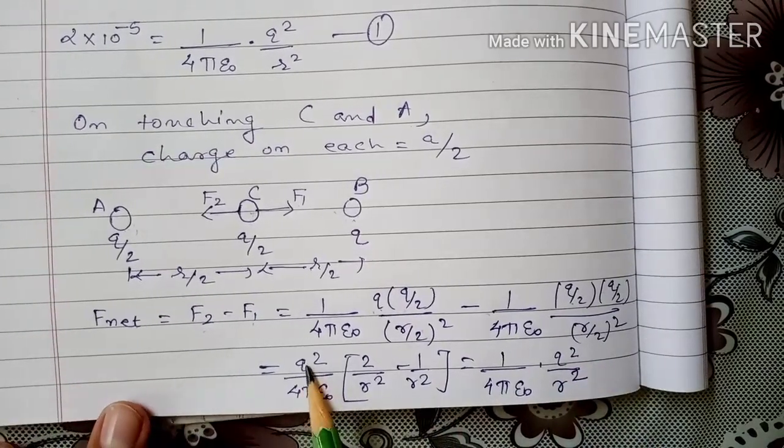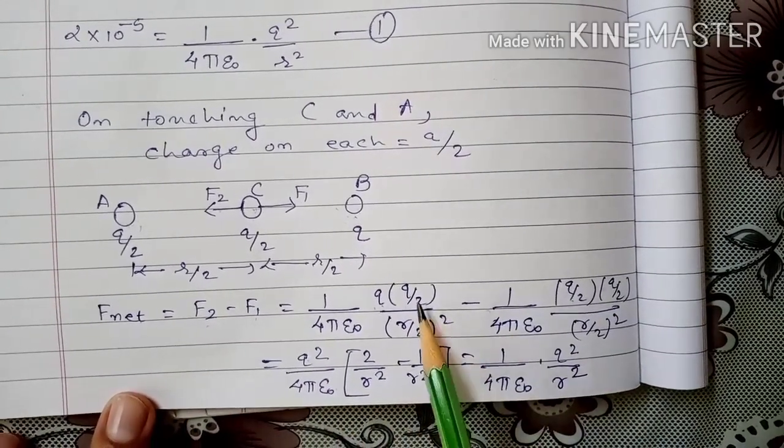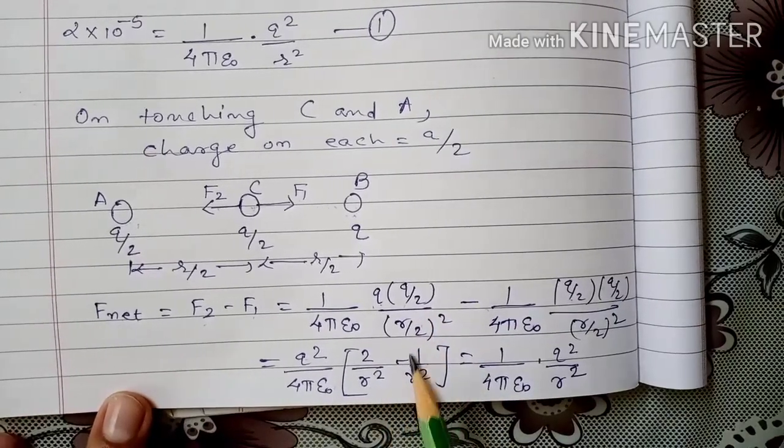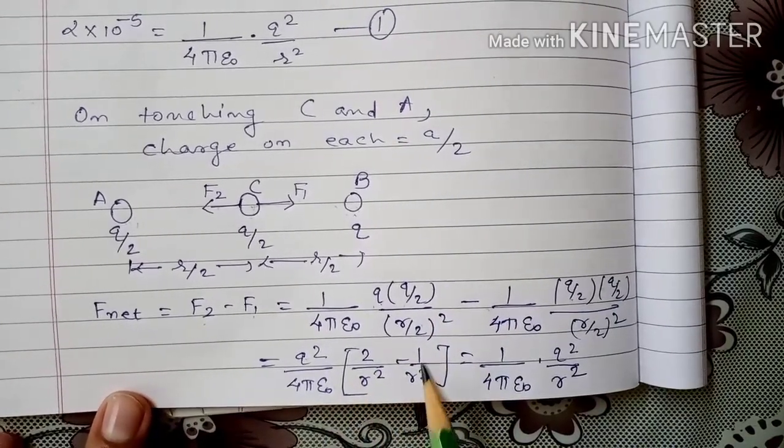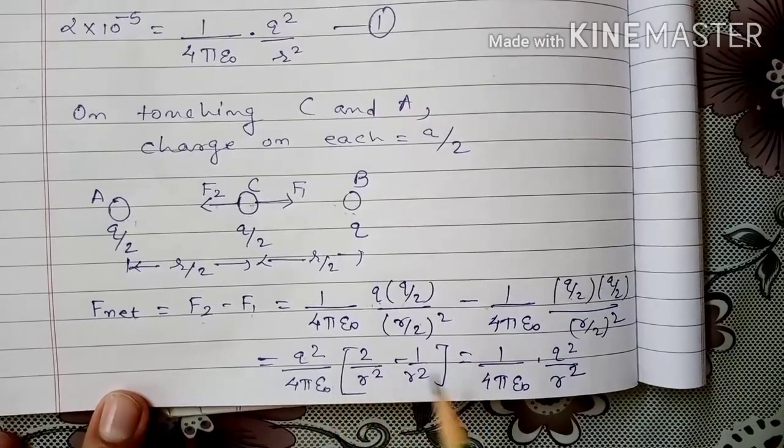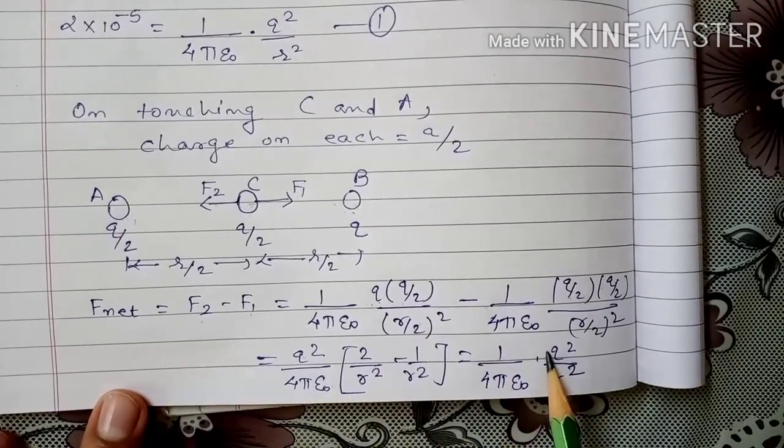What can we take common? Q square upon 4 pi epsilon naught common. What will remain inside the bracket? 2 upon r square minus 1 upon r square, that is nothing but 1 upon r square. So the formula will be 1 upon 4 pi epsilon naught Q square upon r square.